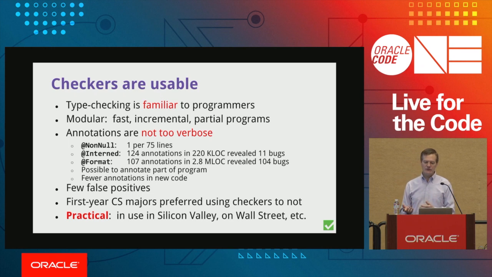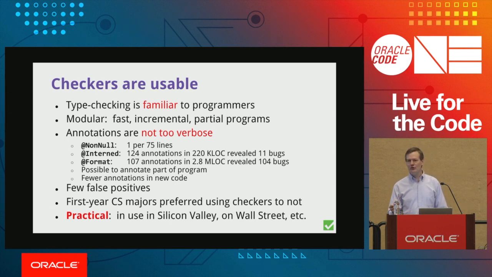For interned, as I mentioned, we wrote 124 annotations to find 11 bugs. That was in 200,000 lines of code. For format strings, we wrote 107 annotations in 3 million lines of code to find 104 bugs. Most parts of your code are not dealing with format strings. You only have to annotate the parts that are, but then you get a guarantee for the whole program, which is really neat. As I mentioned, you can annotate just part of the program.